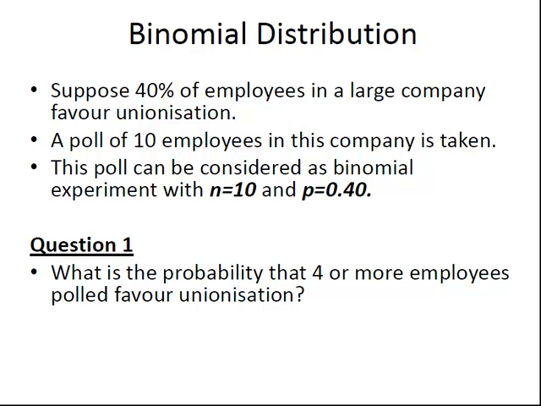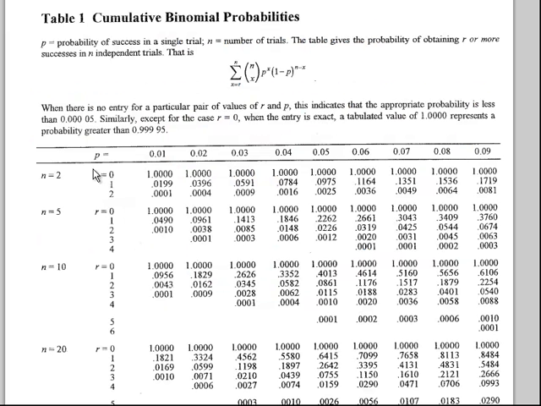The first question is, what is the probability that 4 or more employees favor unionization? 4 or more out of the 10 polled. What we have to do here is go to the statistical tables. First, go to the cumulative binomial probability tables. Just check in your course whether the tables you're using are cumulative binomial probability tables, and whether they are left-tailed or right-tailed, so to speak. These are the Murdoch-Barnes tables, but some other tables might work slightly differently.